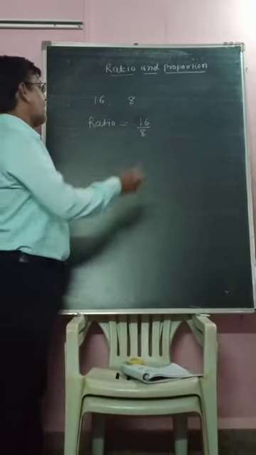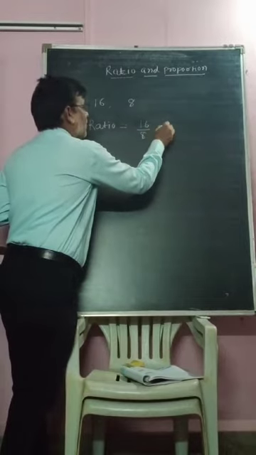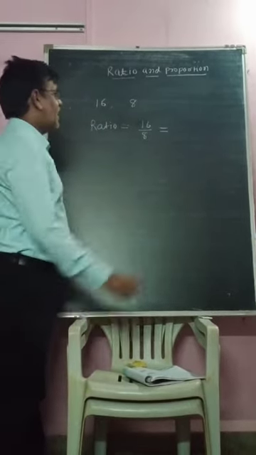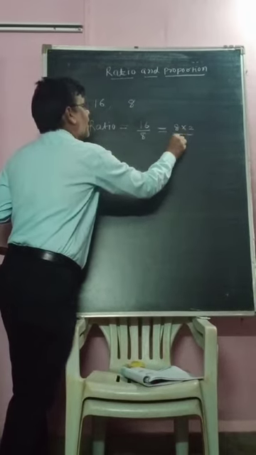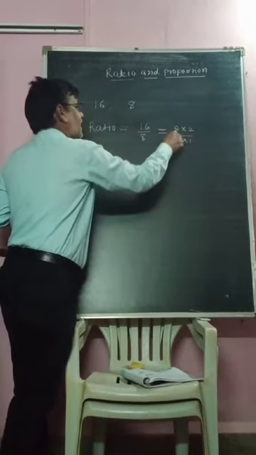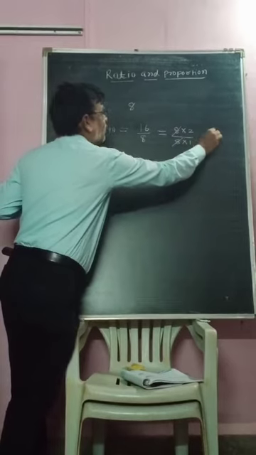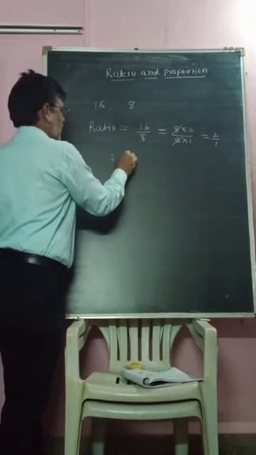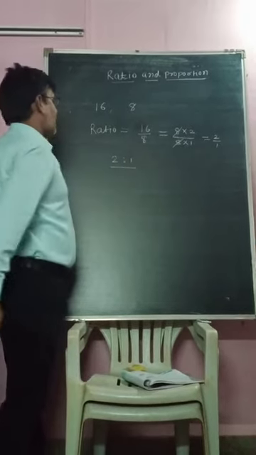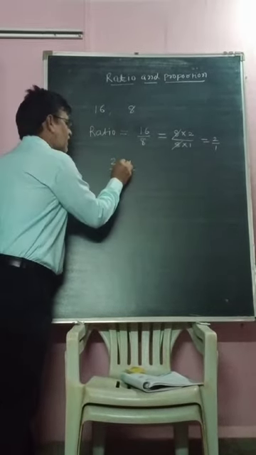We can write this ratio in simple form or reduced form. That is 8 into 2 upon 8 into 1. It means 8 gets cancelled. The ratio is 2 by 1. And you can write this ratio as 2 is to 1. This sign is called "is to".